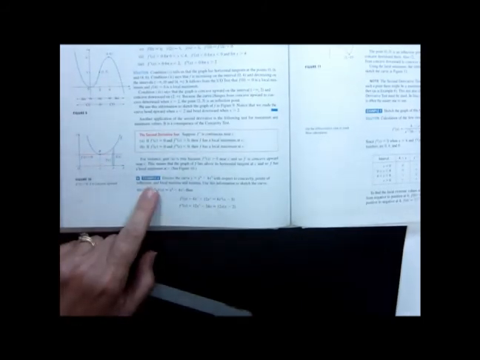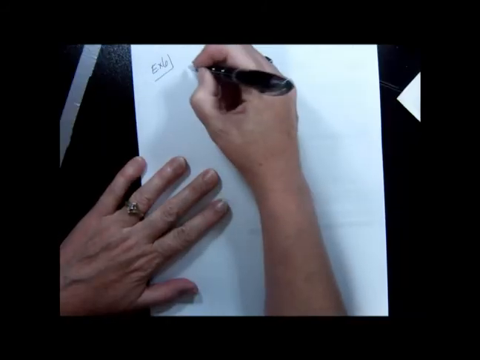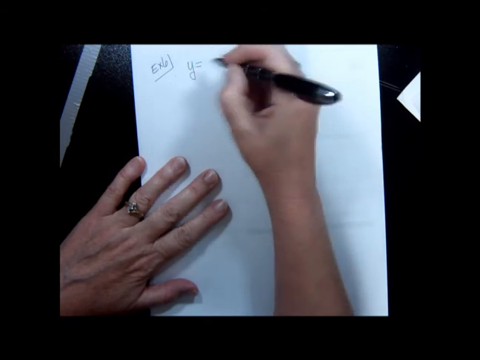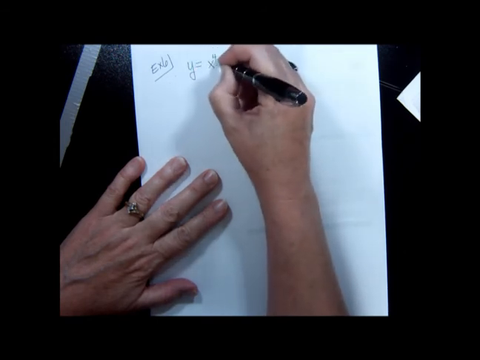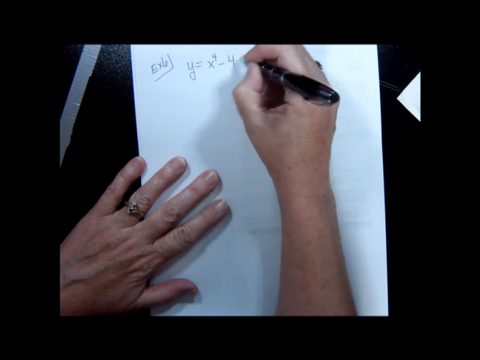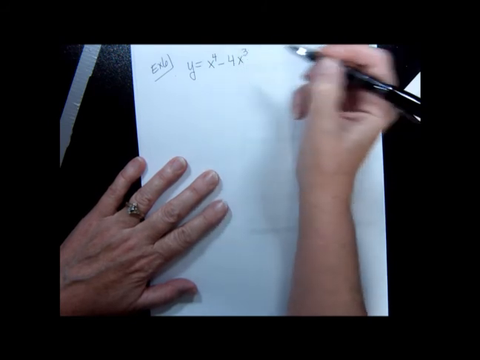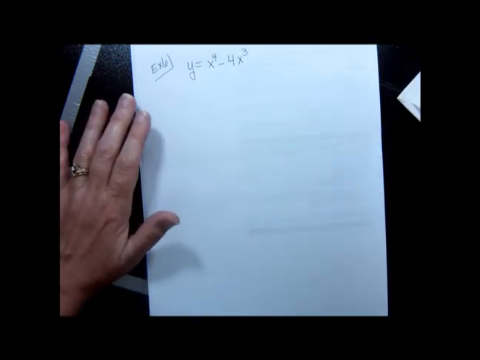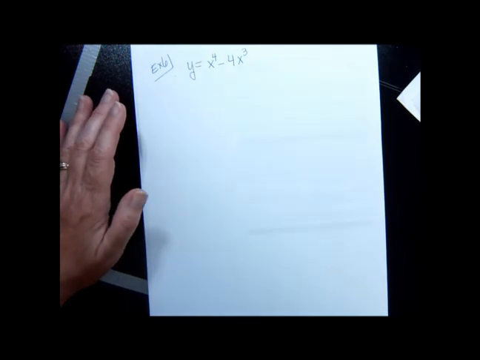Let's discuss the curve of example 6. Y equals x to the 4th minus 4x cubed. Now we're going to use what we know about derivatives, critical points, and inflection points, and we're going to use that to sketch a graph.